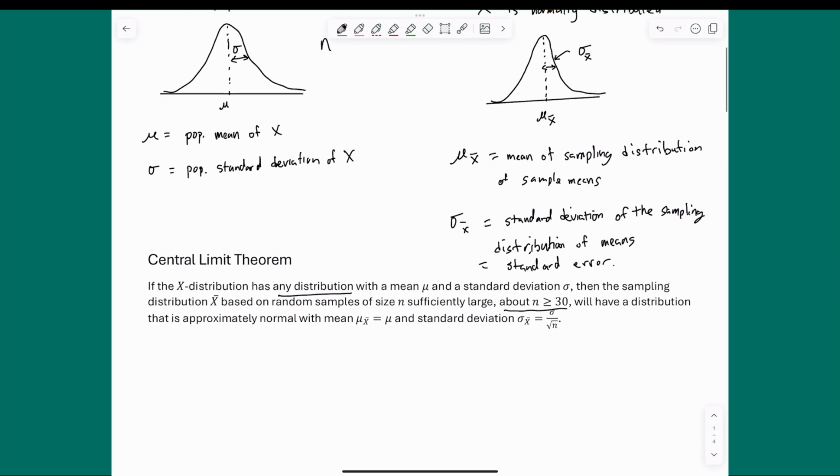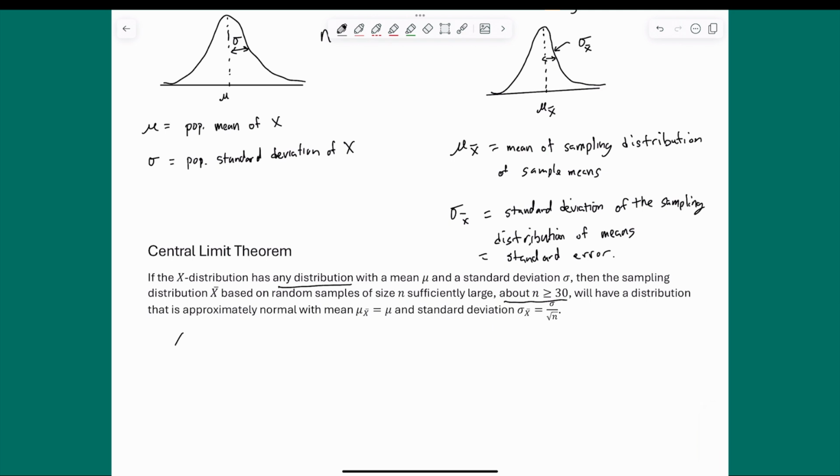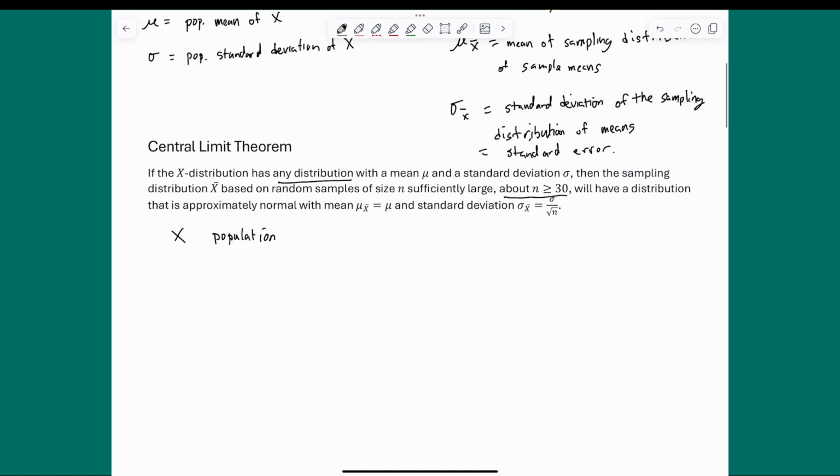Okay, so once again, for the X population, there's really no assumption on X. We're saying that it has any distribution. So the X population can be from whatever population. Just to remind you of some populations we've encountered, you might have a population of data that is uniformly distributed, right? Maybe even something that's not uniform, but more, say, bimodal, for instance.